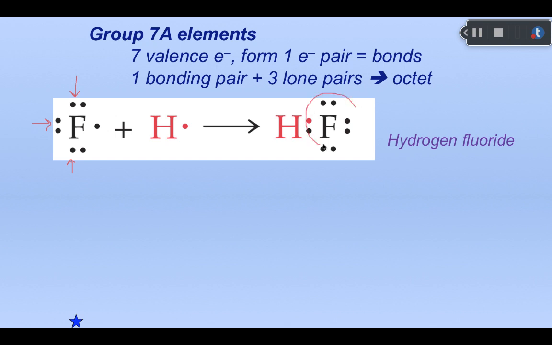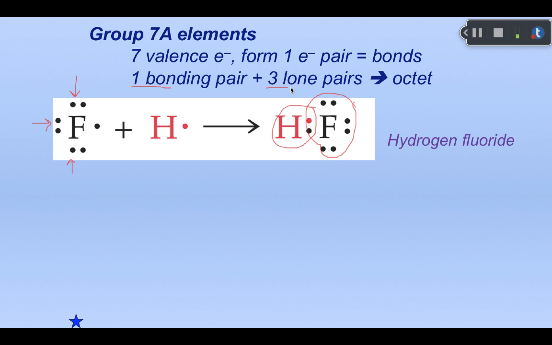The hydrogen is going to have a duet of 2, and the fluorine is going to have an octet of 8, a stable arrangement. But again, it's 1 bond and 3 lone pairs that results in that configuration for fluorine.